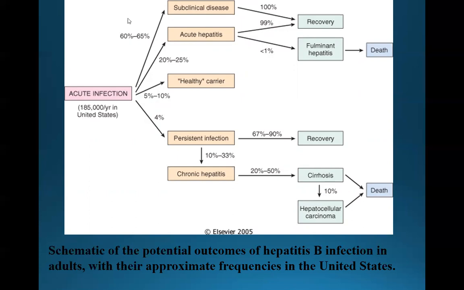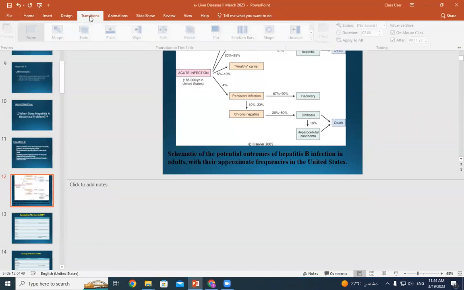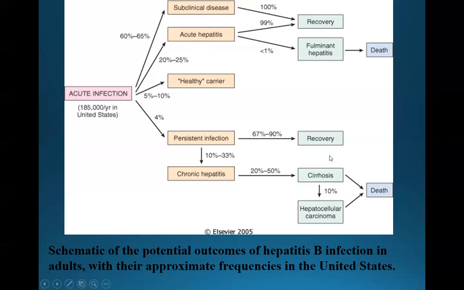The vast majority, 60 to 65%, are going to end up in subclinical disease, and 20 to 25% with acute hepatitis. Now, the majority of those two categories are going to end up with full recovery. So if anybody asks what is the likelihood of developing chronic hepatitis with hepatitis B, it's very, very slim. Now, again, that's different than finding the virus or not finding the virus, because you may find the virus, but the patient does not have the disease.